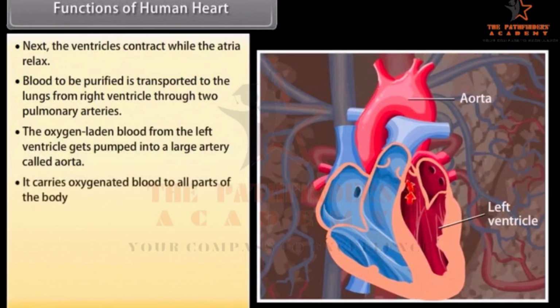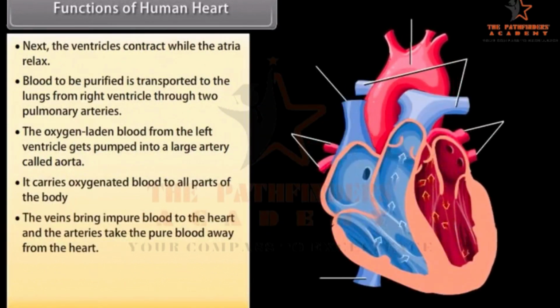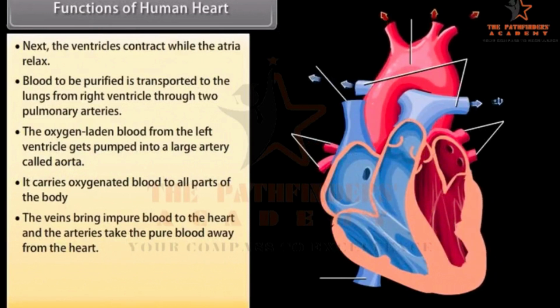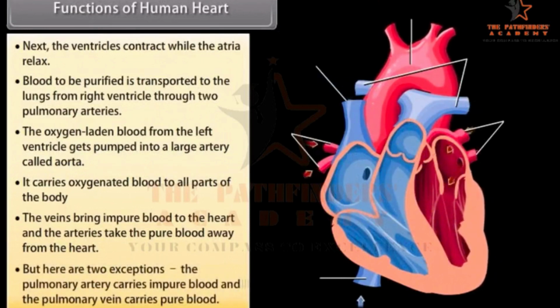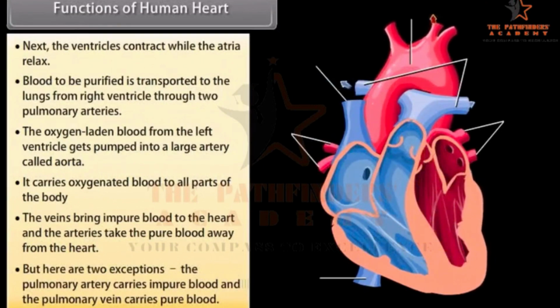It carries oxygenated blood to all parts of the body. The veins bring impure blood to the heart, and the arteries take the pure blood away from the heart. But there are 2 exceptions. The pulmonary artery carries impure blood, and the pulmonary vein carries pure blood.